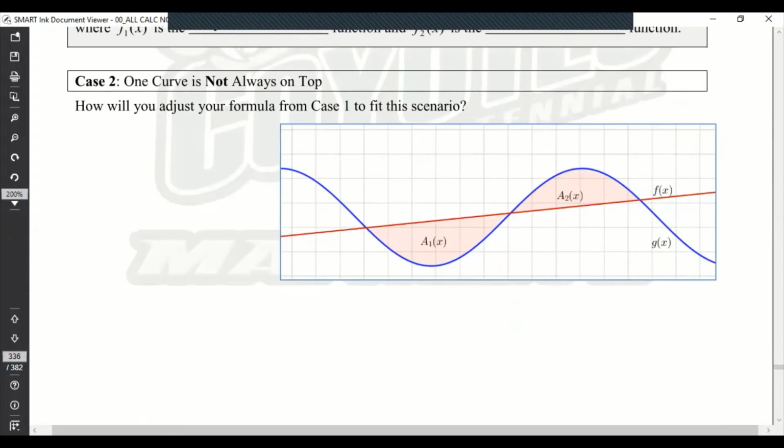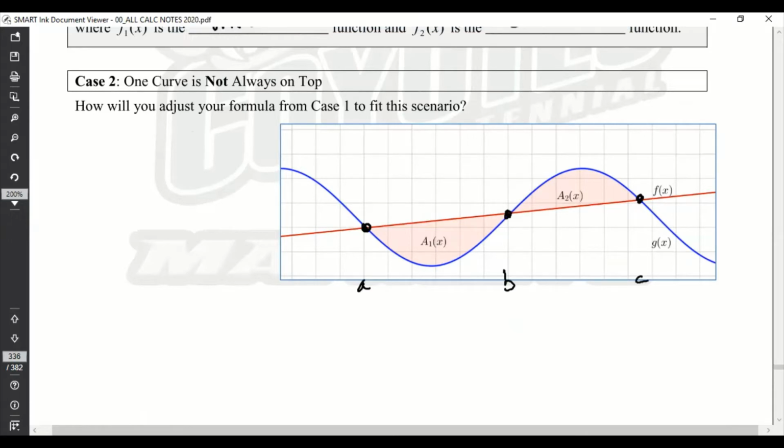Now, if one curve is not always the upper curve, what are we going to need to do? We're going to need to break it into sections, and we're going to need to find where they intersect each other. And where they intersect each other, those are going to be our limits of integration. And so we would go from a to b. From a to b, we would look to see which curve is on top. And in this case, f of x is above g of x.